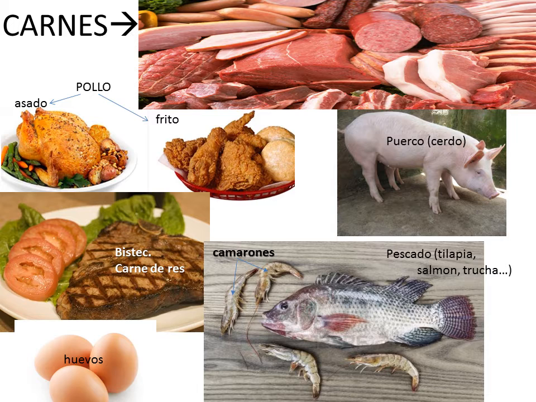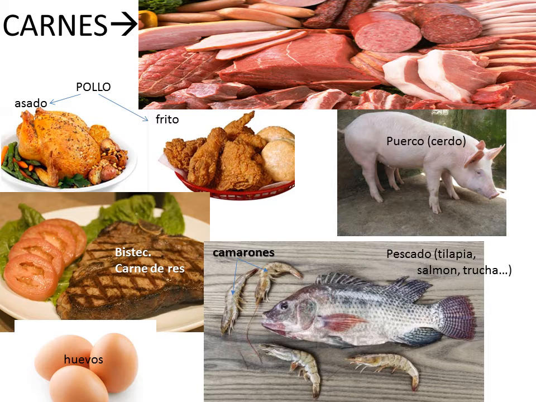You have carnes, chicken, pollo, could be fried pollo frito or asado, grilled chicken. You have puerco or pork. We also say cerdo or puerco. Steak, bistec. Carne de res is the beef type of meat. Carne de res or de res.